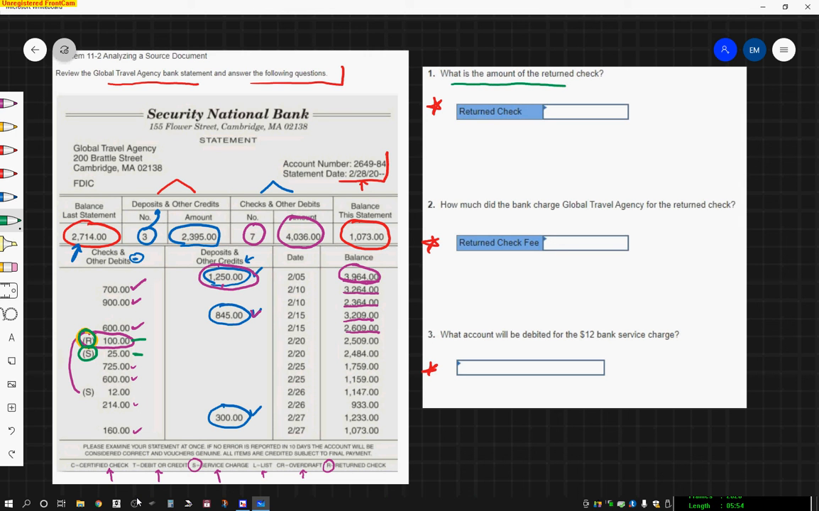So what is the amount of the returned check? Well, simple. It's right there. Look for the R. Okay, there's your indication. There's your return check decoder at the bottom. It was for $100.